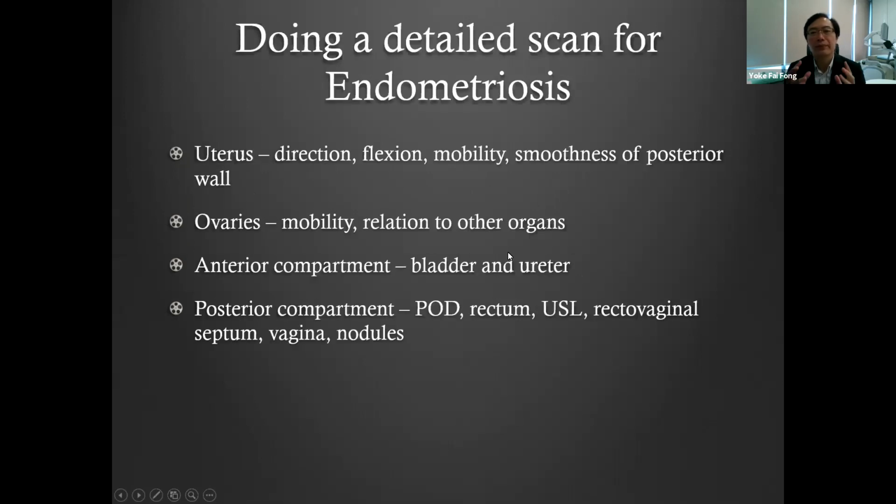So what does a detailed scan for endometriosis entail? Basically, the first step is actually not very different. We look at the uterus, we look at the direction, deflection, mobility, the smoothness of the posterior wall especially. And we also look at the ovaries, again the same thing, the mobility, the relation to other organs and so on. Then the additional steps include looking at the anterior compartment, looking at the bladder and the ureter, and also the posterior compartment, which includes the pouch of Douglas, rectum, the uterosacral ligament, the rectovaginal septum, the vagina, and also presence of any endometriotic nodules, which will then allow us to plan what to do for the patient.